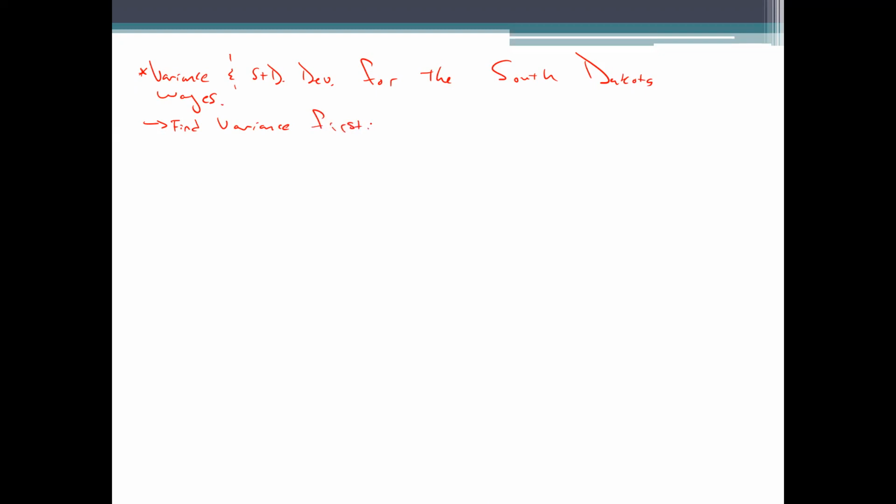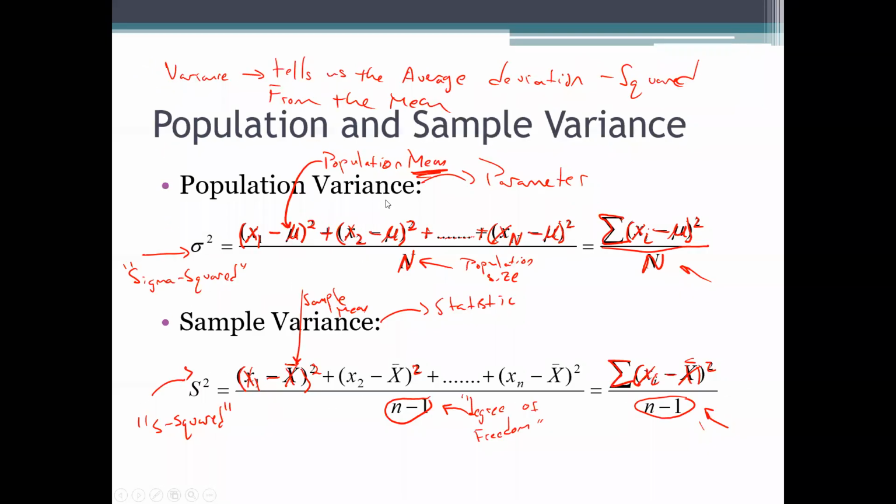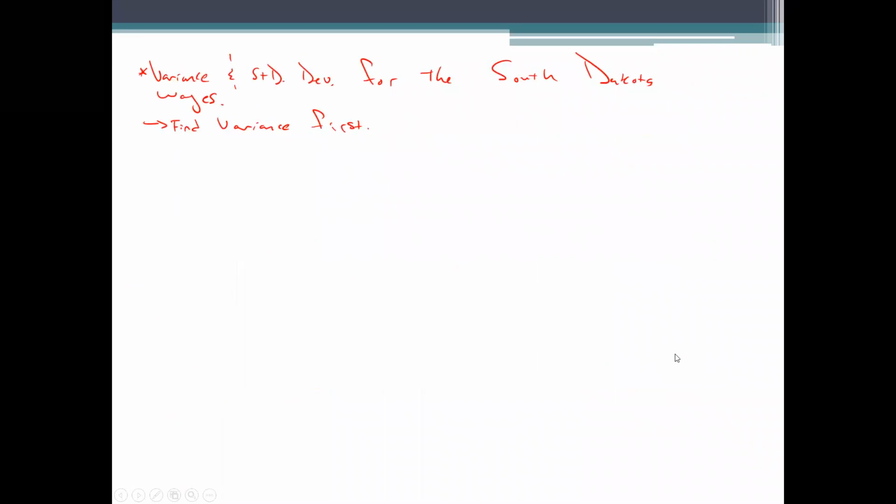Does anybody remember if I said this was a sample set of data or a population set of data? Yeah, it's a sample set of data. So you have to find the variance first, and you're going to need this formula right here. The variance formula is S squared, equal to the sum of each X value minus the mean, squared, divided by N minus 1.